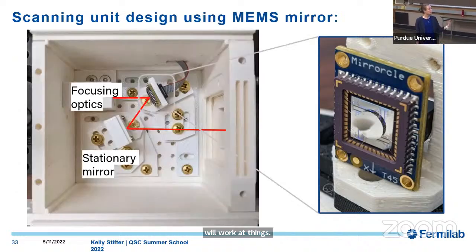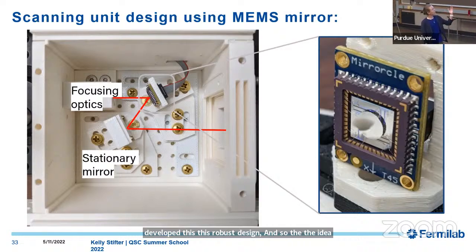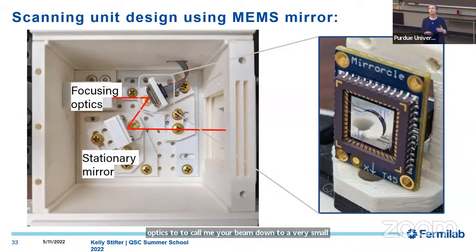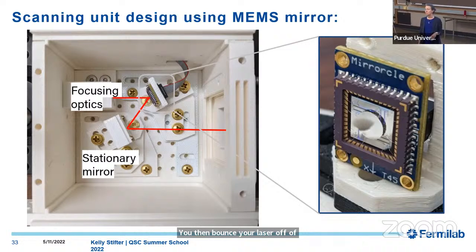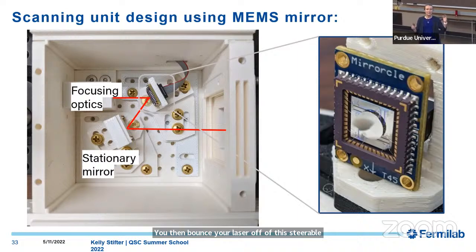So with this technology, we've developed this robust design. The idea here is that you have some focusing optics to collimate your beam down to a very small point. You then bounce your laser off of this steerable MEMS mirror, and then you have this zigzag to a stationary mirror. That zigzag just helps you shorten the overall length of this unit because you're trying to put it into a very small dilution refrigerator. And then it goes to the output where you can attach your favorite cryogenic device.